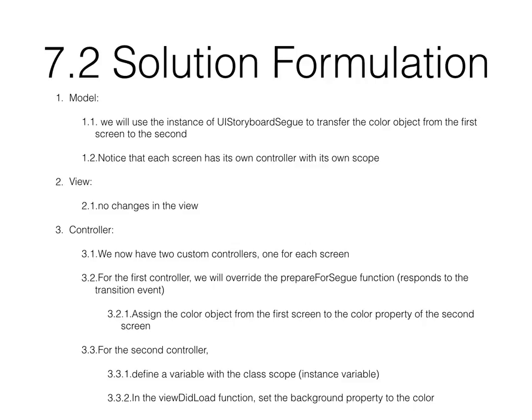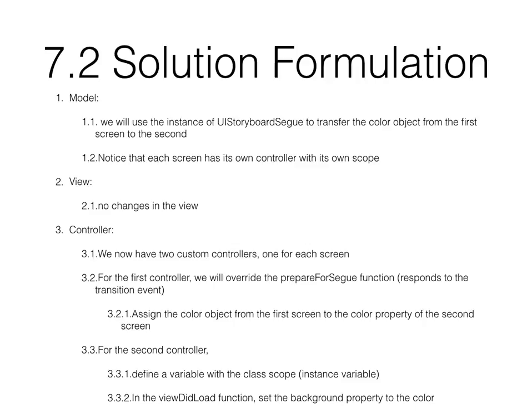Notice that each screen has its own controller, and thus each one has its own memory, and each one has its own scope. This could be an area of possible confusion to many of you, but think that you have two boxes and you have a book in one box and you want to move that book to the second box. That's basically what we're trying to do here, except in digital I can actually make a copy of it and move a copy without losing it from the first box.